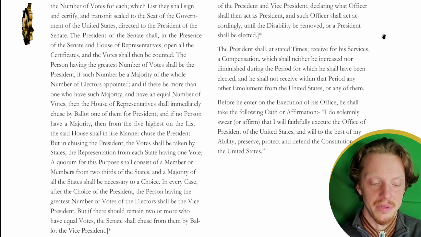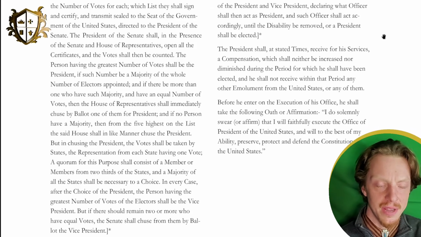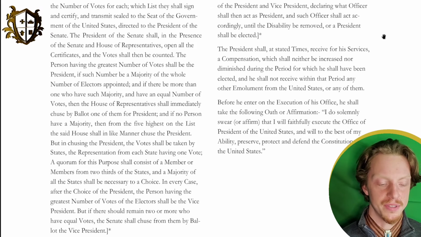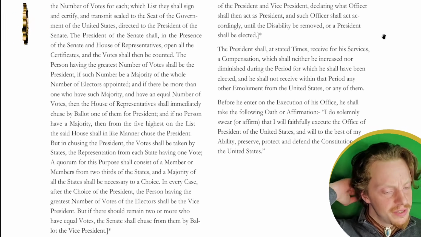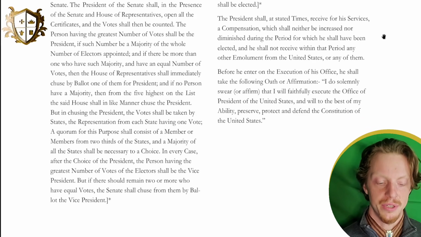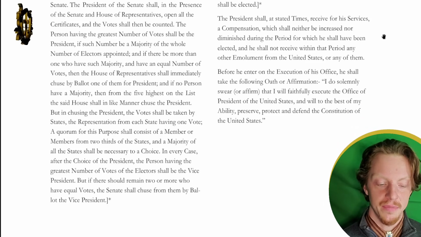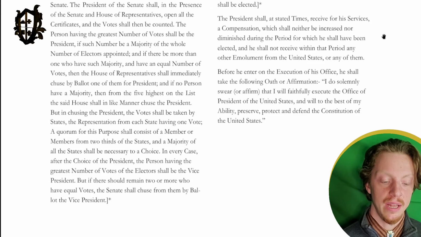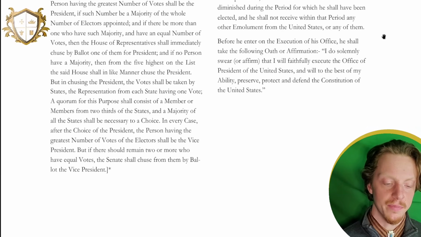The 25th Amendment did not need to be added. And that gives the same powers to the Congress to remove the President. The President shall at stated times receive for his services a compensation which shall neither be increased nor diminished during the period for which he shall have been elected, and he shall not receive within that period any other emolument from the United States or any of them.